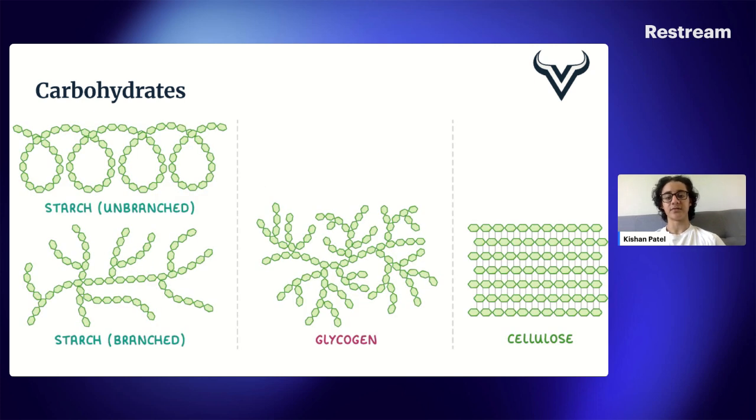And here is a picture of all of them just for reference. So this first one right here, a starch that is unbranched, that would be amylose. A starch that is branched is amylopectin. We have glycogen. It is also branched. It is more branched than amylopectin, and cellulose is in sheets.